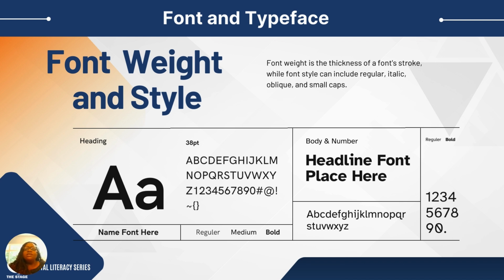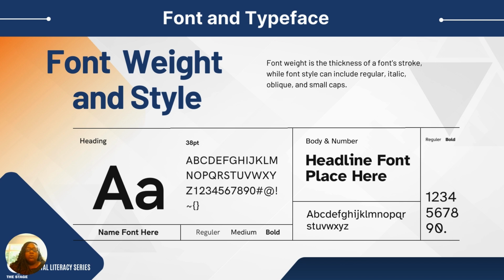Now, font weight is the thickness of a font stroke, while font style can include regular, italic, oblique, which sometimes we call bold, and small caps. Designers use font weight and style to create contrast and emphasis and even hierarchy in their designs. So think about even this slide here. You know what my header is because I made sure that the font weight was thicker than the body text on the right hand side, where it talks about font weight is the thickness of a font stroke.